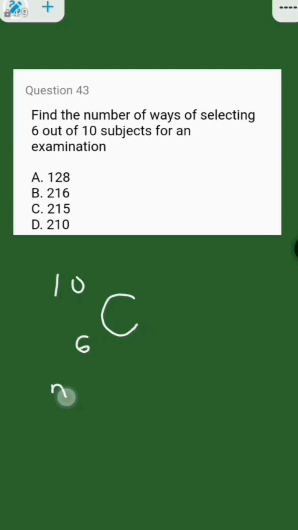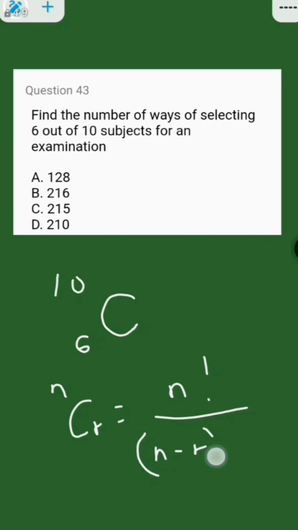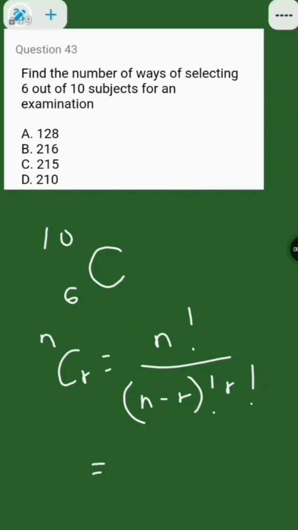So you need to first of all know the formula for combination, that is nCr. So combination is n factorial over n minus r factorial, r factorial. So n is 10 and r is 6. So if you substitute, you're going to get 10 factorial divided by 10 minus 6, that will give you 4 factorial. Then you have 6 factorial.